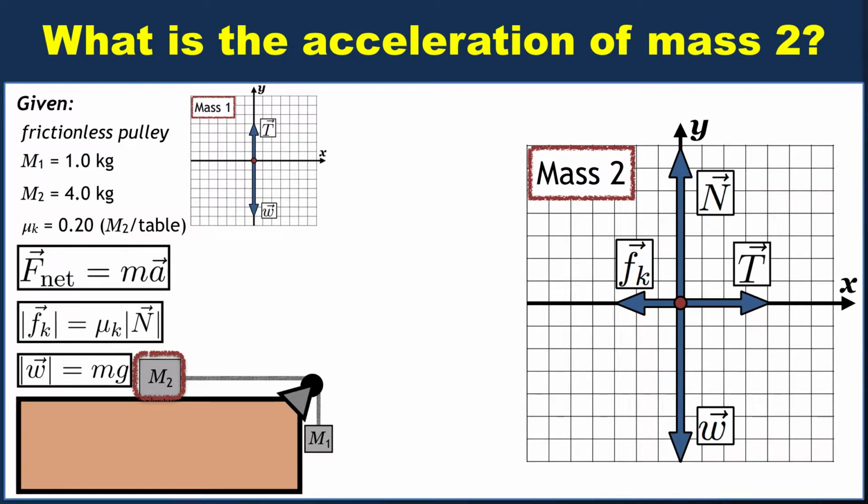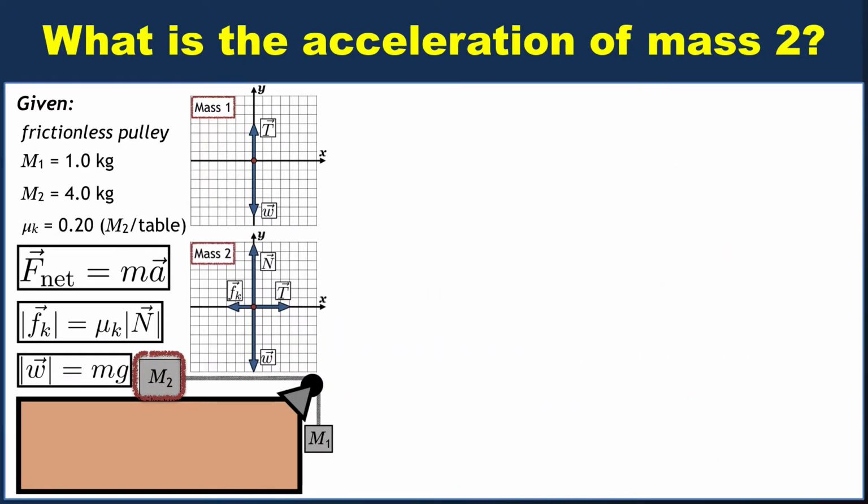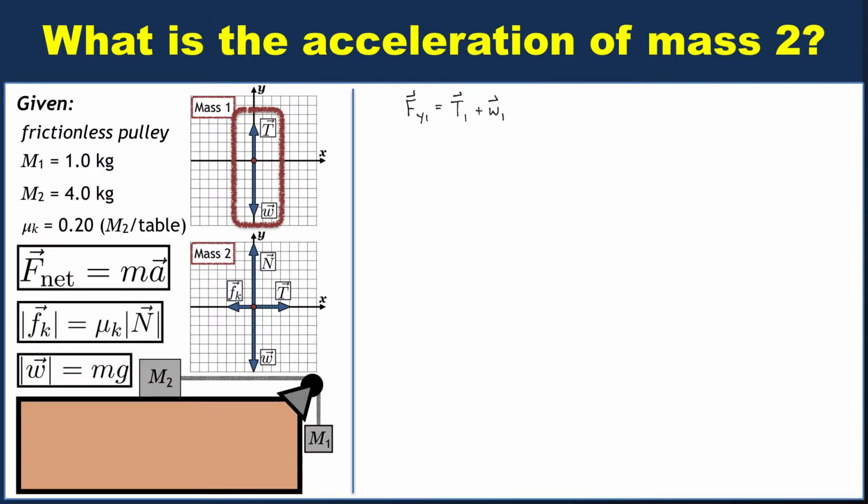And those will help us to decide what forces are relevant when we're trying to calculate the acceleration of mass 2. So first let's consider the forces acting on mass 1. We'll circle them over here on the left. It's just the tension and the weight. So we can write out that the net force in the y direction on mass 1 is Fy1 equals the vector sum of the tension plus the weight, both subscripted 1 for mass 1. There will be multiple tensions and weights, so that's important.